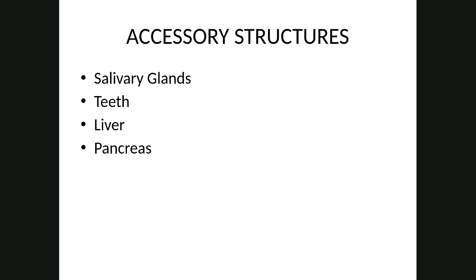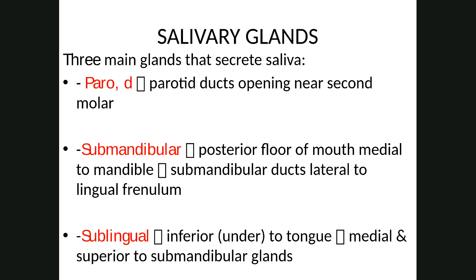Okay, let's talk about accessory structures: salivary glands, teeth, liver, pancreas. Okay, so let's talk about the parotid ducts. They're near the second molars, so they secrete saliva. You have the submandibular ducts and the sublingual ducts.